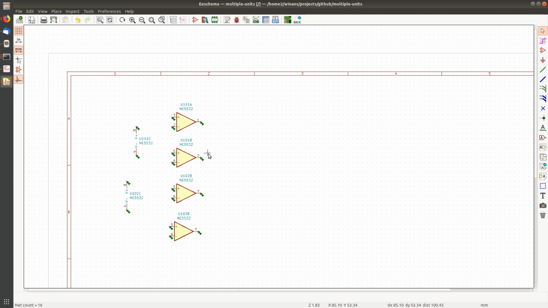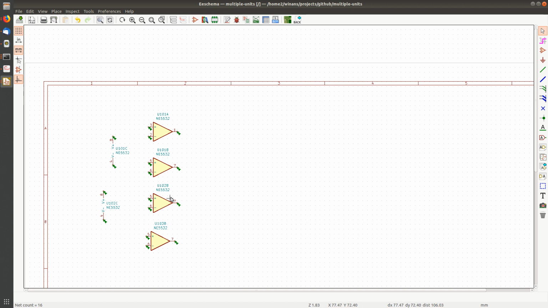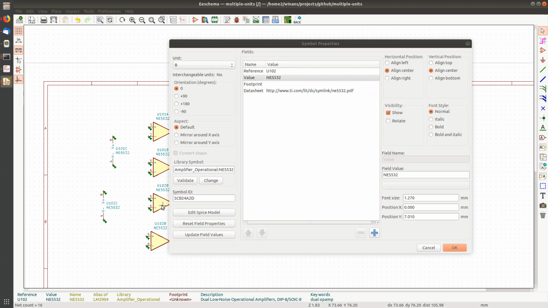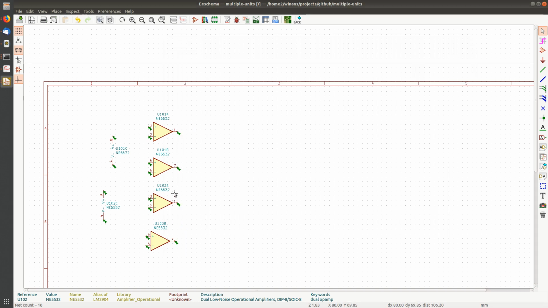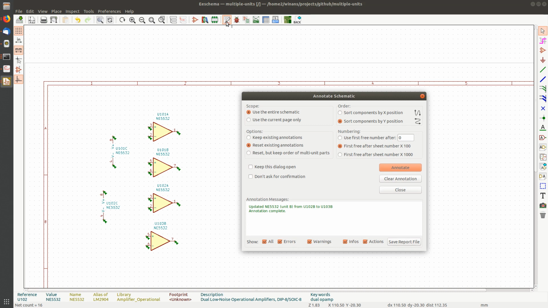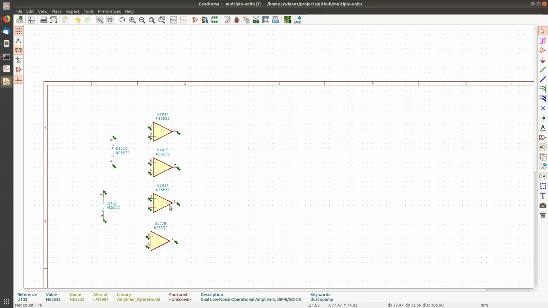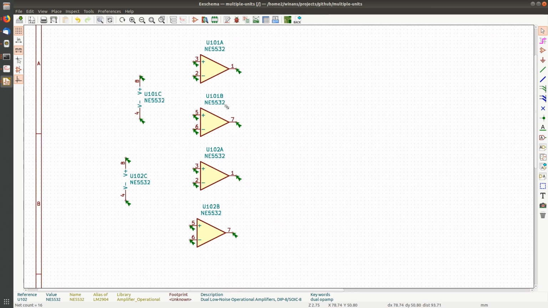Now let's look at something else. Let's make this one an A. Let's put it back to normal. Move it back to an A. Okay. Now, once I've done this, if I do a full annotation, it's going to know, all right, now I know I got an A and a B and an A and a B, and these all can get collapsed down to two simple parts, a 101 and a 102.